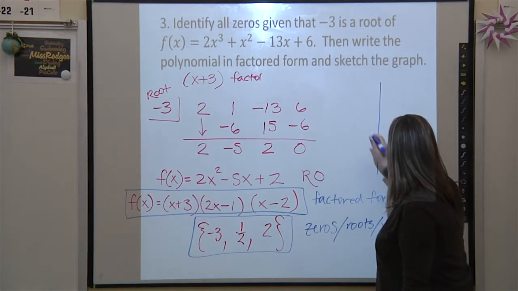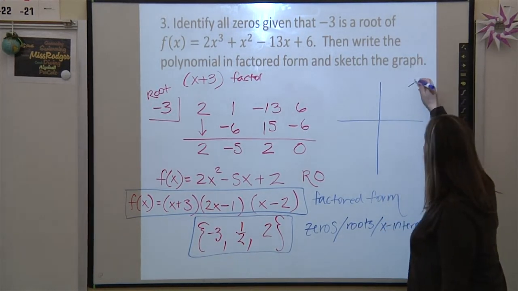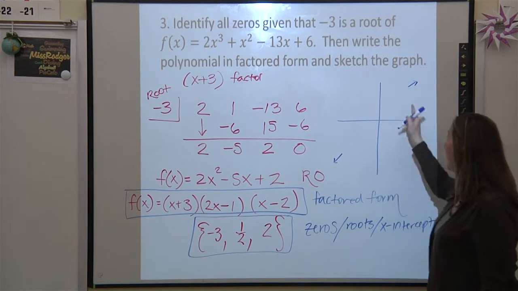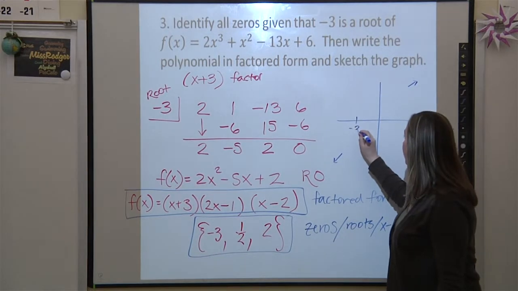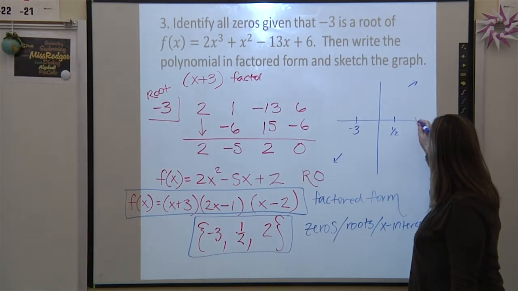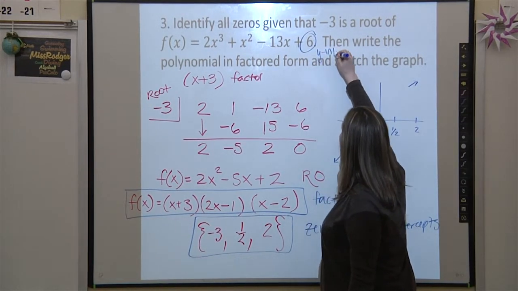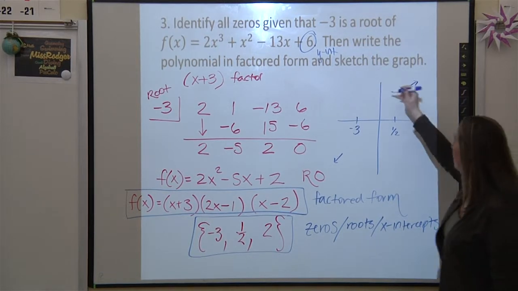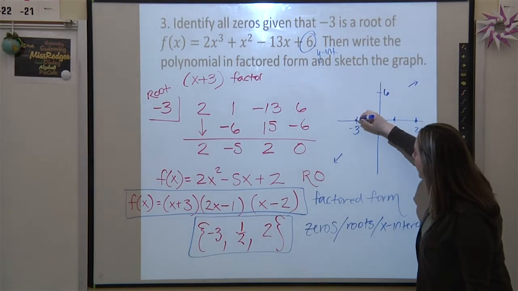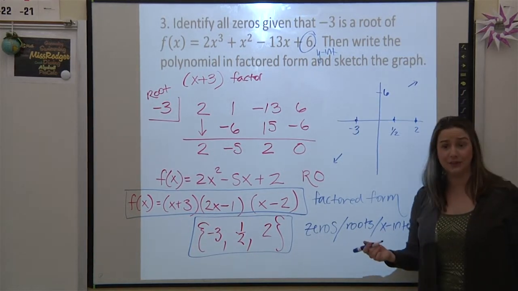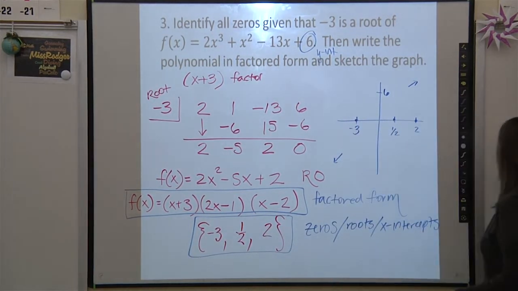So if I want to sketch this, I need to think about my end behavior. I have a cubic, so I know that my end behavior is going to fall on the left and rise on the right. I can start to map out my zeros at -3, 1/2, and 2. This is going to be my y-intercept, my c value from my standard form. So I can also map that out. And if I think about my zeros and the multiplicity from the last video, these all have a multiplicity of 1. So they're all going to cross the graph.